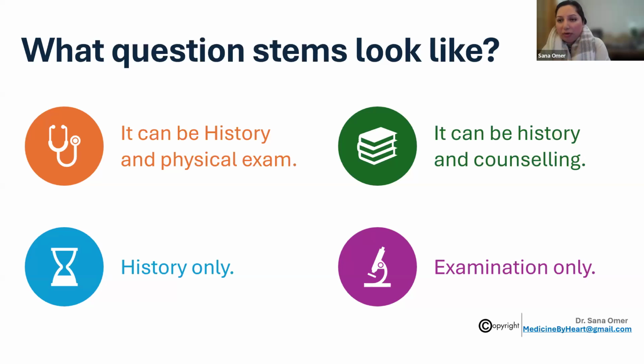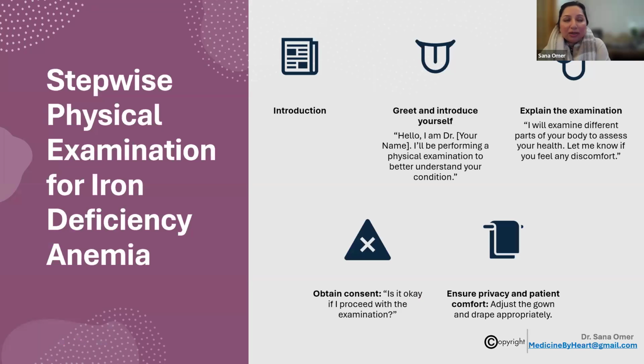So history points I have already discussed with you. Keeping in view the time constraints, I have not included a thorough examination in this class, but this is a brief stepwise physical examination for iron deficiency anemia: you introduce yourself to the patient, you greet the patient, you start from the peripheral examination, and then you go to the relevant cardiovascular and abdominal examination. Okay, so this is how a stepwise approach is done.